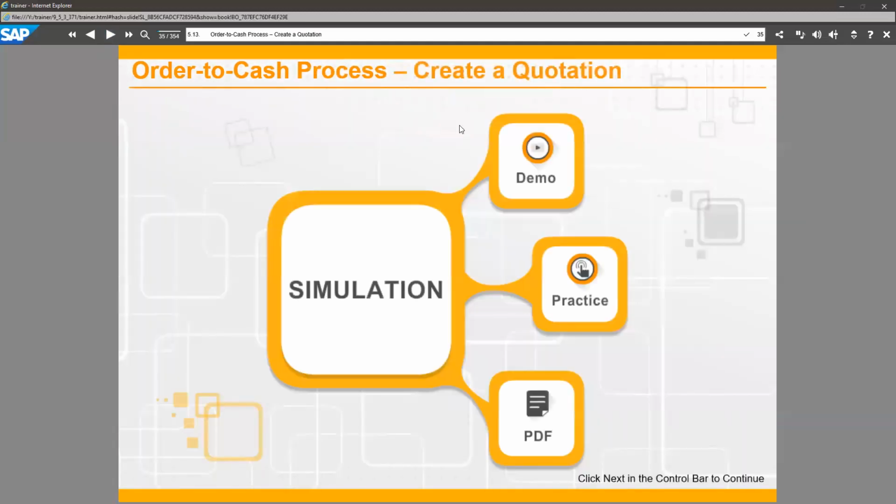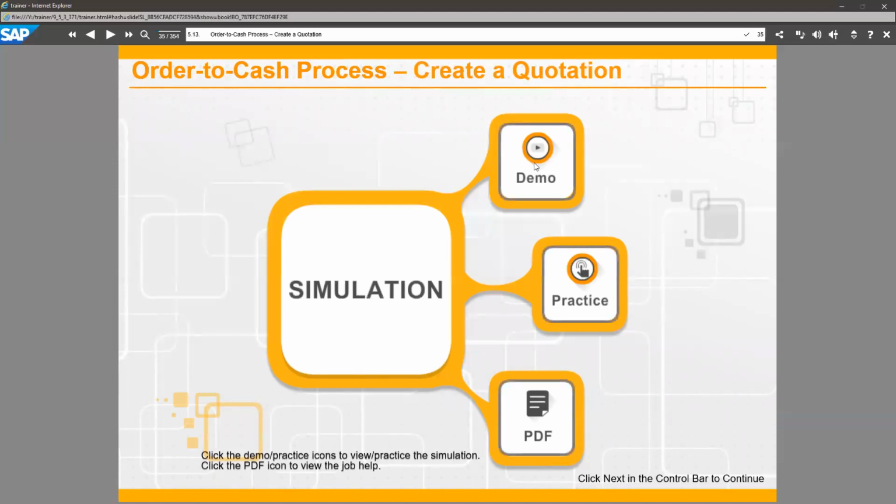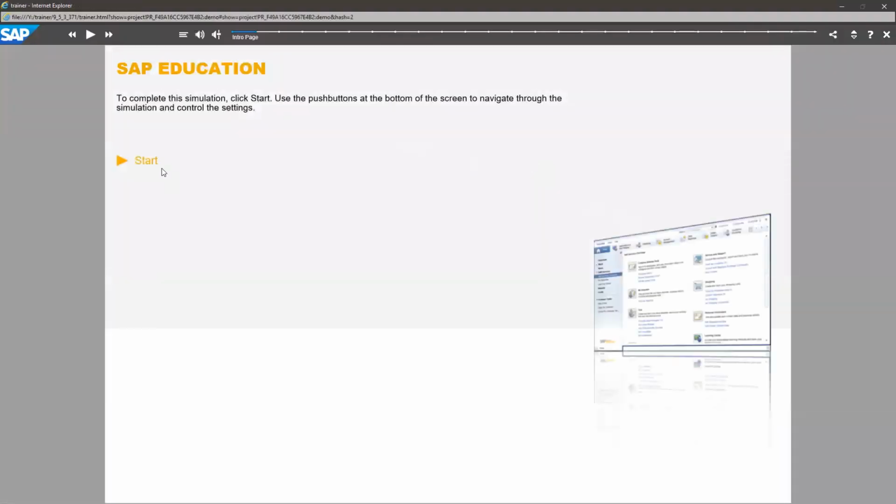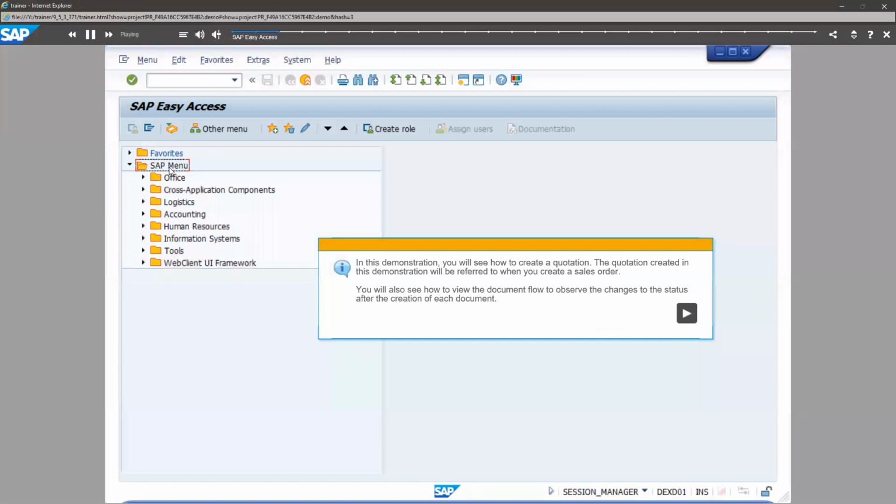You will now see a simulation on how to create a quotation. In this demonstration, you will see how to create a quotation. The quotation created in this demonstration will be referred to when you create a sales order. You will also see how to view the document flow to observe the changes to the status after creation of each document.